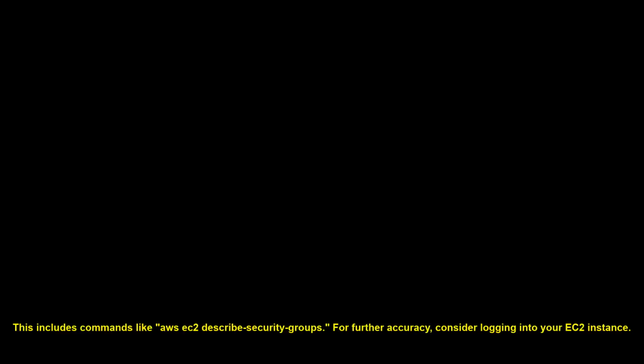Optionally, you can use the AWS CLI for security group verification. This includes commands like aws ec2 describe-security-groups. For further accuracy, test the connectivity using tools like Telnet or curl. This ensures that the changes made to security groups are functioning as intended.